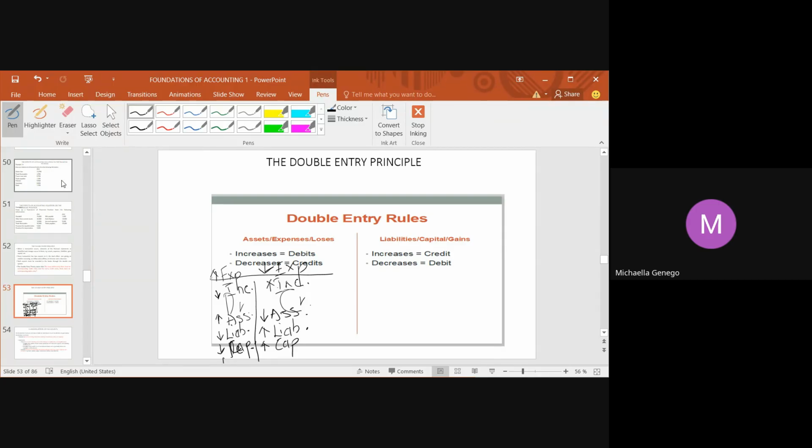Please, are we okay? Yes, madam. Please, madam, can you go over the income side? The income. For income, we put our increases at the credit side, and then we put decreases in income at our debit side.